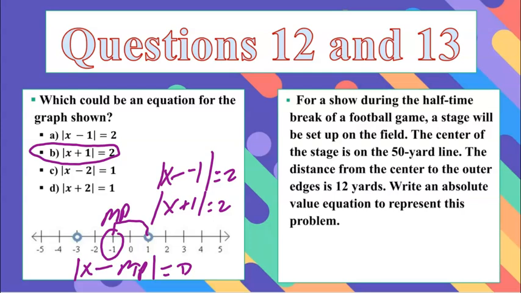So this is an absolute value, very similar to what we just did in question 12. We know the distance from the center to the outer edge is going to be 12. So we're going to have x minus... the center stage is at the 50-yard line, so we're going to see where the edge of the stage is relative to the 50-yard line. That's got to be within 12. So it's going to be |x minus 50| equals 12.